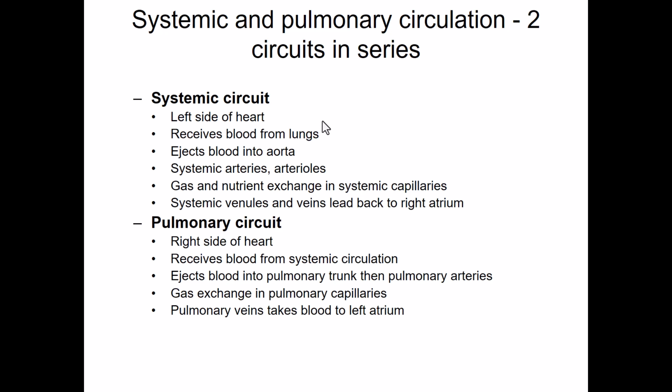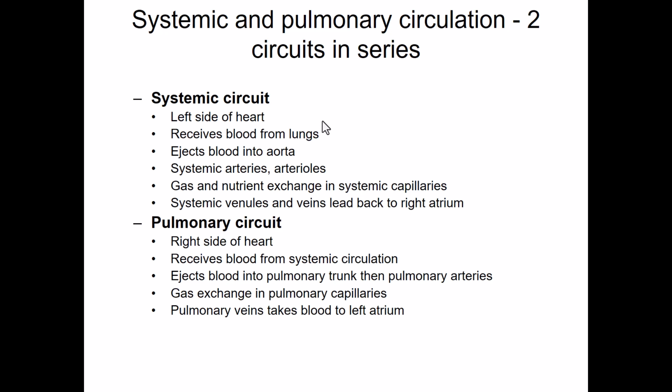It receives blood from the pulmonary veins, from the lungs, ejects the blood from the left ventricle into the aorta, goes out from the aorta to systemic arteries and arterioles. At systemic capillaries, it exchanges CO2 and oxygen, so tissues take in oxygen and nutrients. CO2 and waste products go into the blood, and systemic venules and veins lead back to the inferior and superior vena cava, which empty into the right atrium.